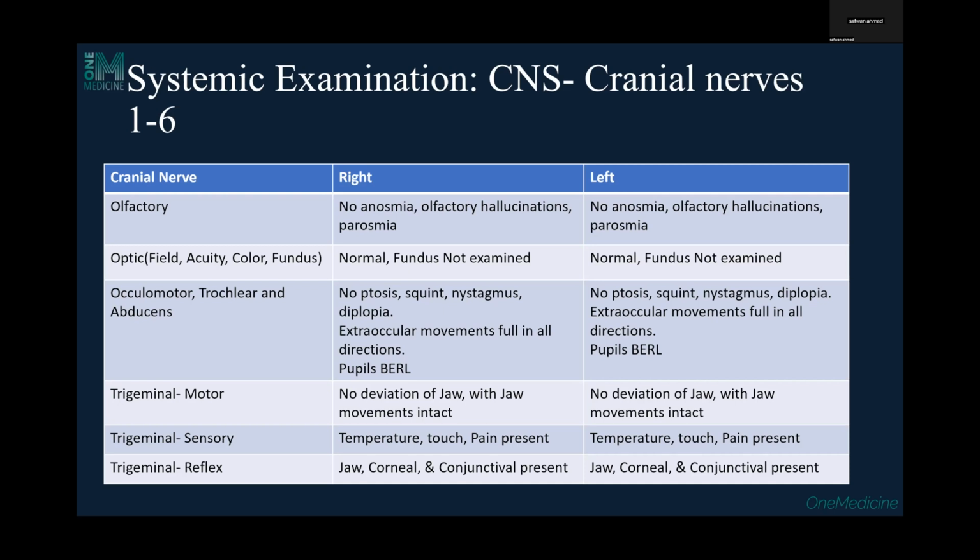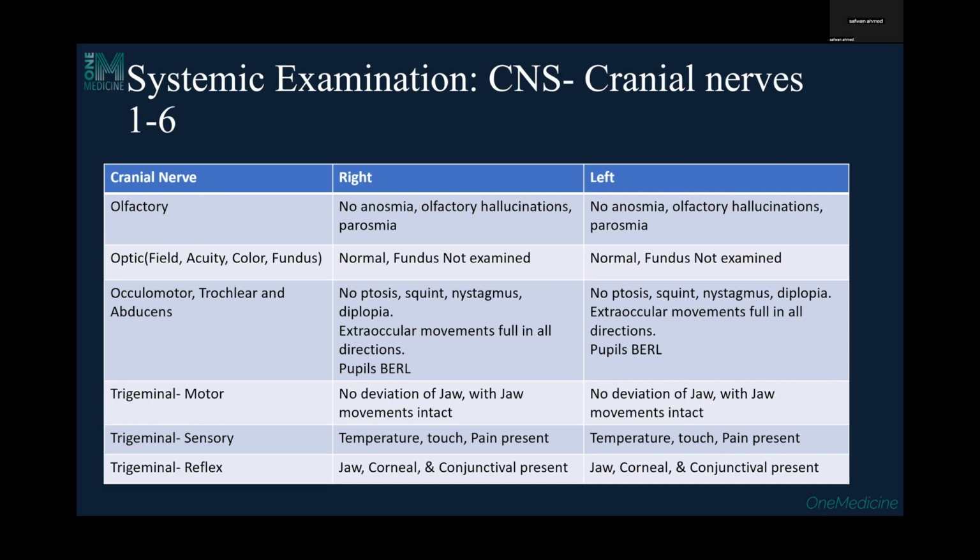If you give them smoke also, they may not remember the smell, because that is of least interest to them. So do not think it is anosmia. Olfactory hallucinations, parosmia, don't mention all this. You tell olfactory is normal. That's it. Do not mention negatives and all in the examination. Trigeminal motor, normal, no deviation. It is understood when you tell normal that it is normal. Optic normal, fundus not examined.